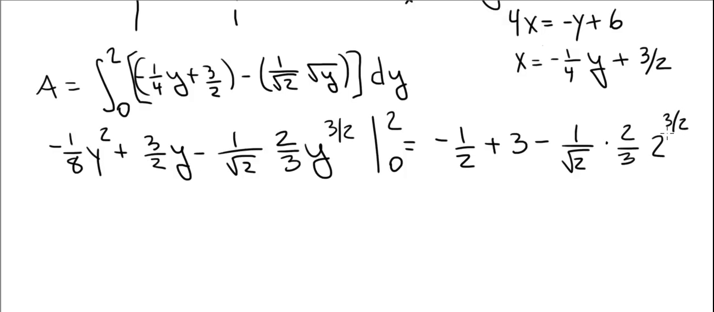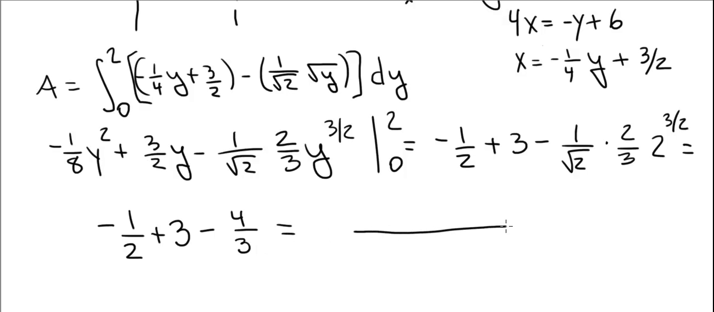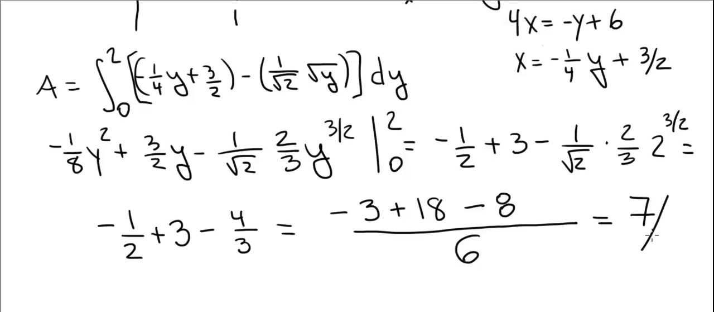Now 2 to the 3/2 divided by square root of 2 is just 2. So this is minus 1/2 plus 3, and then 2 times 2/3, that's minus 4/3. The common denominator is also 6. This is minus 3/6 plus 18/6 minus 8/6. Minus 3 minus 8 is minus 11, plus 18, that's positive 7/6, exactly the same answer that we got before.